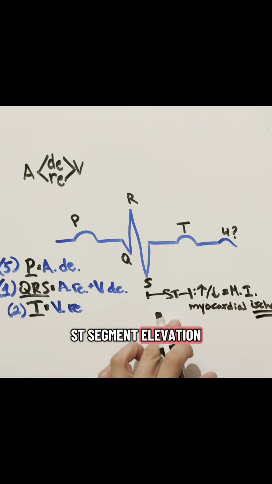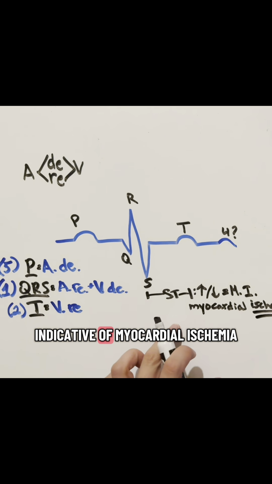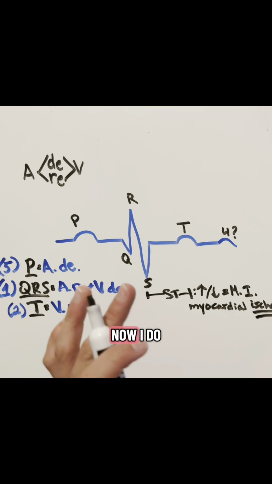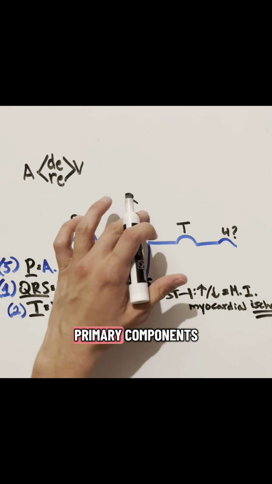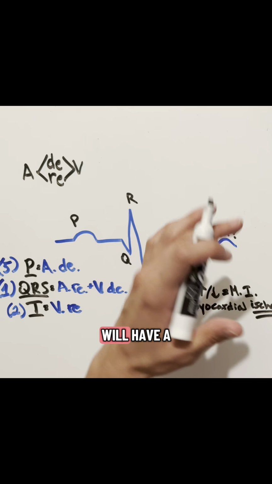ST segment elevation or depression is indicative of myocardial ischemia. Now, I do have this U wave here, right? So we said we had three primary components, but sometimes we will have a U wave.